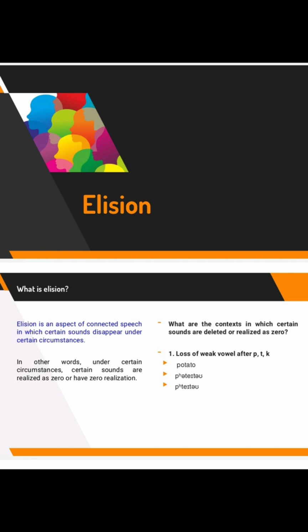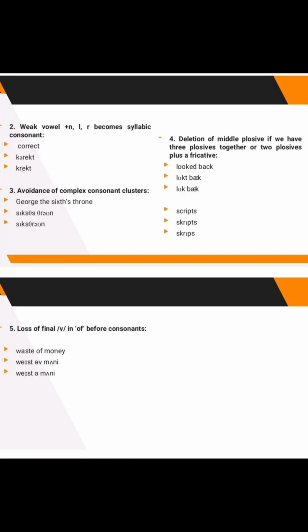1. Loss of weak vowel, mostly schwa, after pe, te, or ke. So, when a schwa is preceded by pe or te or ke, that schwa is mostly deleted, as in potato becomes tato. So the schwa is deleted. 2. Weak vowel plus ne or le or re becomes syllabic consonant, as in correct becomes correct. The schwa is deleted because it's followed by re, and re becomes syllabic.